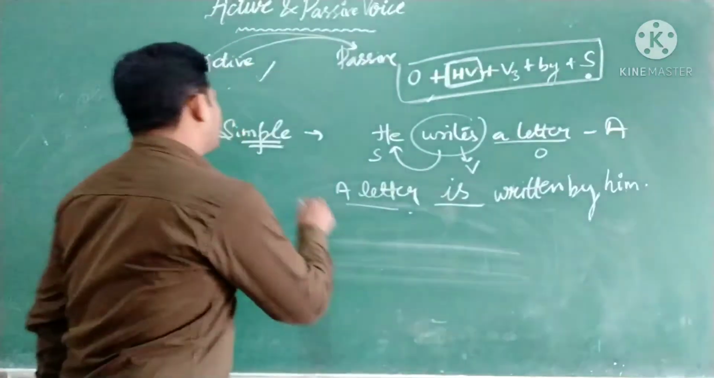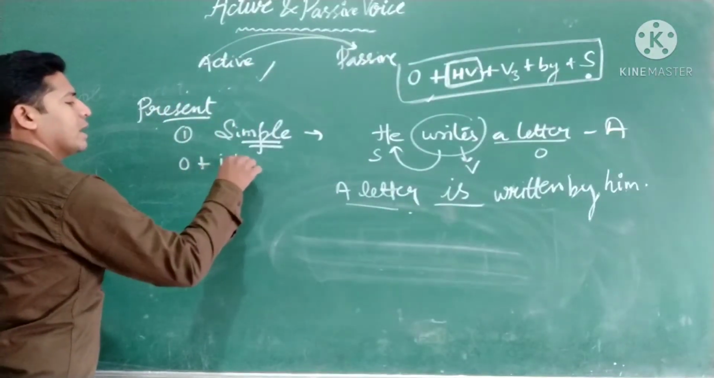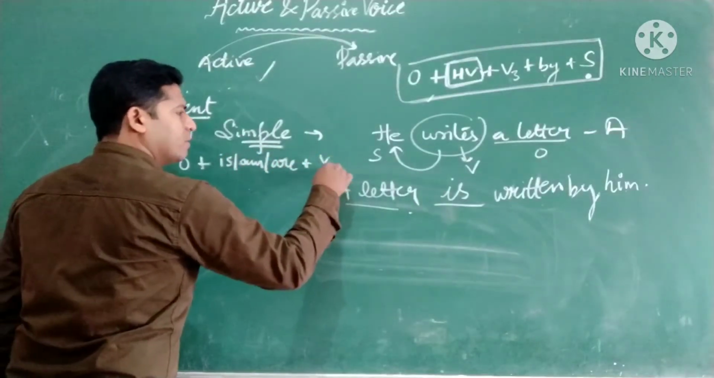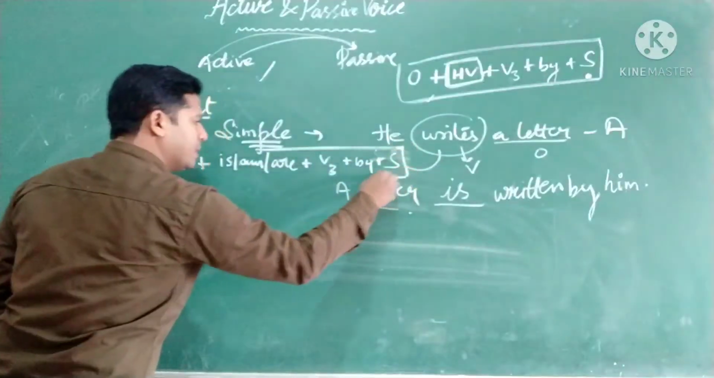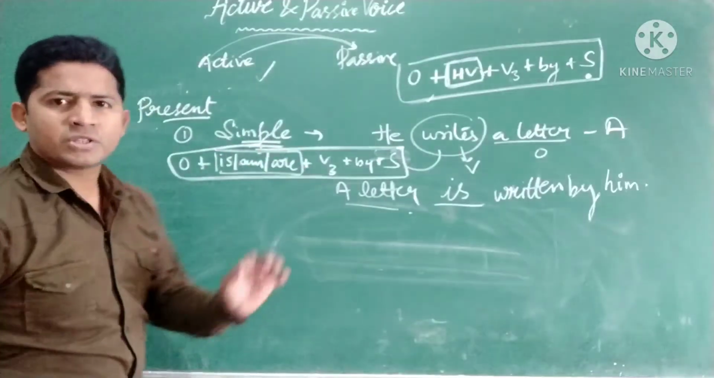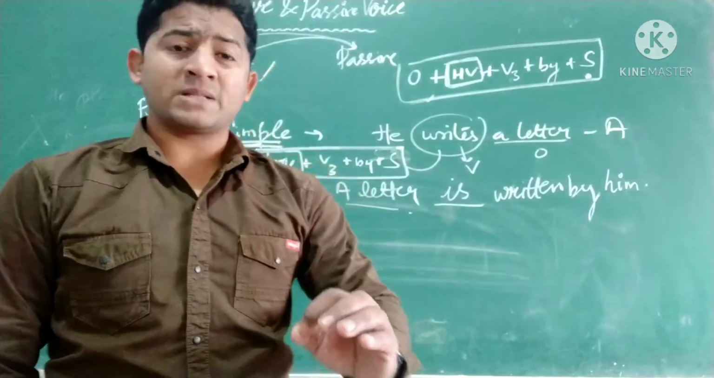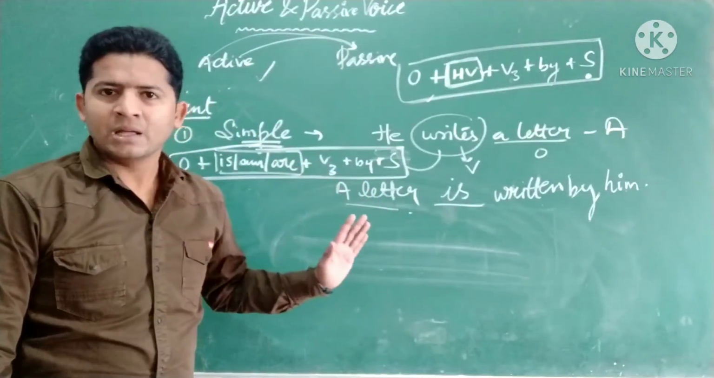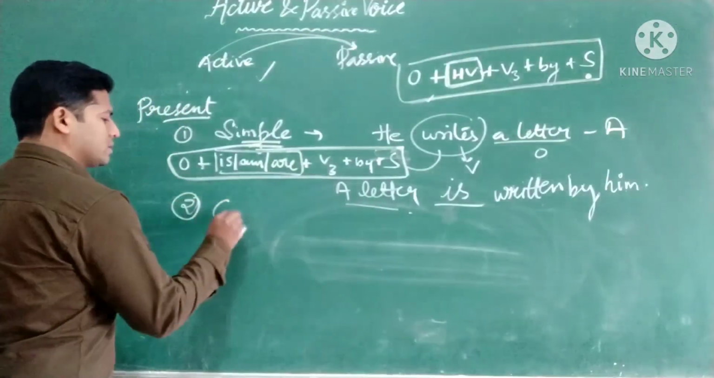So the formula will become is, am and are plus verb third form plus by plus subject. This is the basic structure. You need to remember only is and are. So for simple present tense in passive, you have to use verb is and are. Very simple. Let's talk about continuous, which is again a simple one. Second case, continuous.